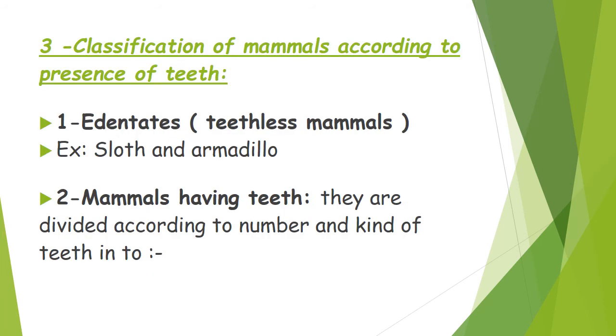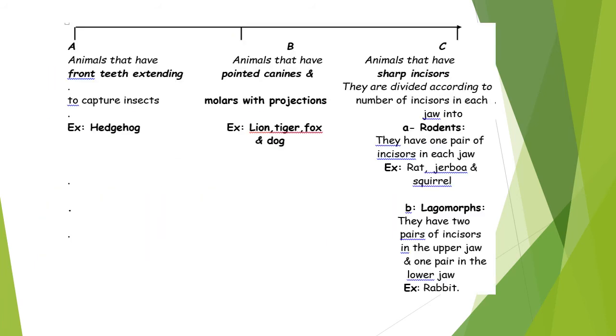Classification of mammals according to the presence of teeth. We have teethless mammals or edentates that have no teeth like sloth and armadillo, and mammals having teeth. Mammals having teeth are classified according to the number and kind of teeth. Animals that have front teeth extending outward to capture insects like hedgehog. Animals that have pointed canines and molars with projections to capture their prey like lion, tiger, fox, and dogs.